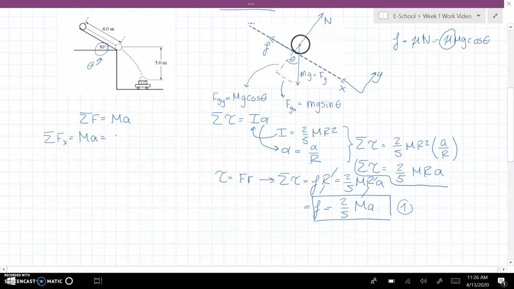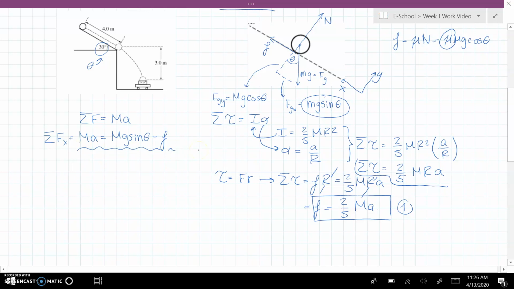Okay. Now I'm going to take going down to be positive and going up the incline to be negative. So the force of friction is negative, and the x component of gravity, which is this force here, mg sine theta, is going to be positive. Okay, so I've got ma is equal to mg sine of theta minus the frictional force.